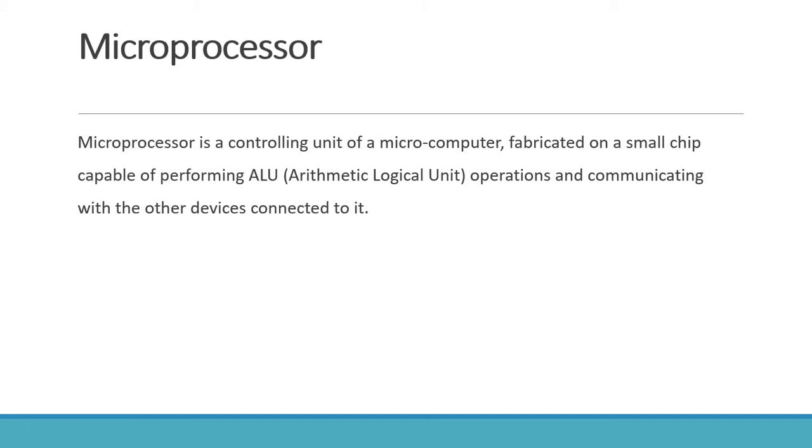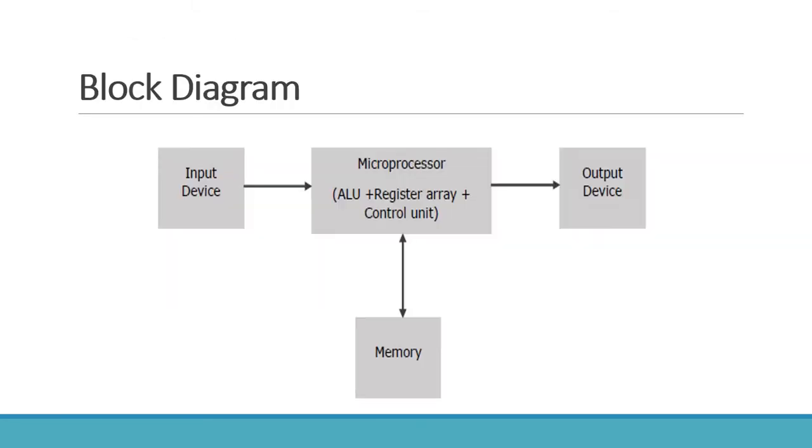Microprocessor is a controlling unit of a microcomputer which is fabricated on a small chip capable of performing ALU operations. ALU is referred to arithmetic logical unit and which communicates with other devices connected to it. This is general diagram of microprocessor connection in which we could see microprocessor is being connected to input device, output device and to the memory.